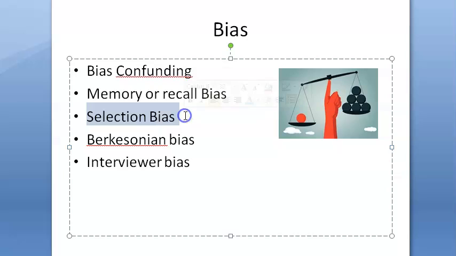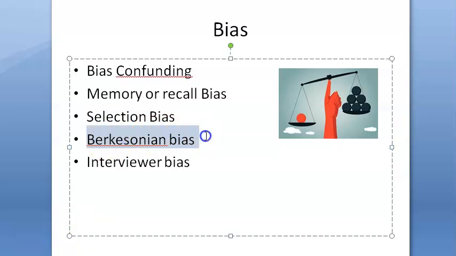Then selection bias, guys. When you're selecting people itself, people may be chosen such that it favors their hypothesis. They want to prove their hypothesis, right? And they will select people in such a way. So again, here they want to do randomization, etc.